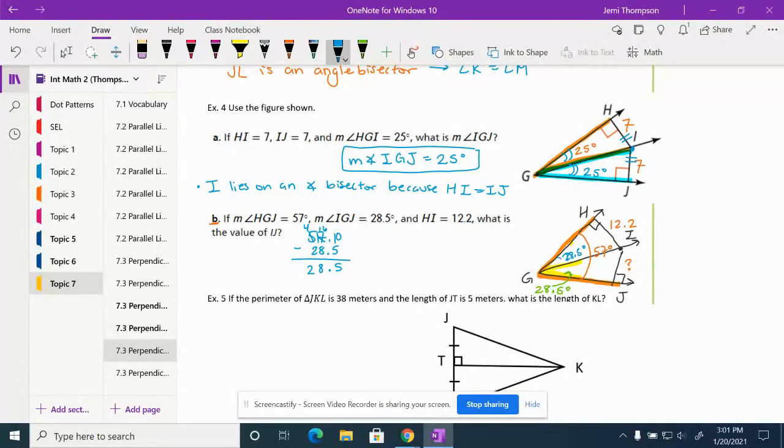Aha! Now that we know that, I know that these angles are the same, which tells me that GI is an angle bisector. When that's the case, I is equidistant to both sides of the angle. So what is IJ? IJ is 12.2. Maybe that looked obvious, but it's important to know why.